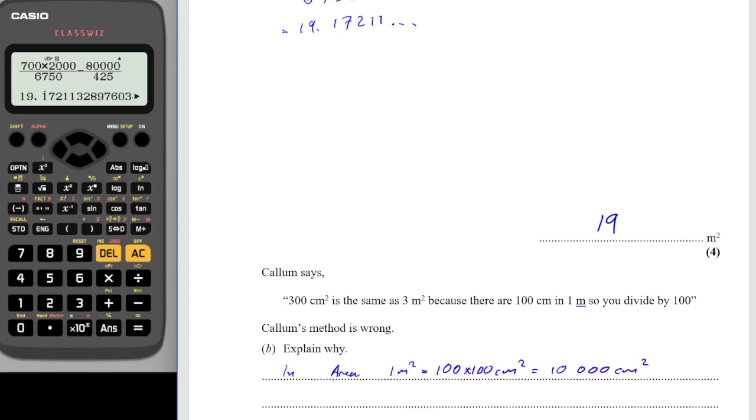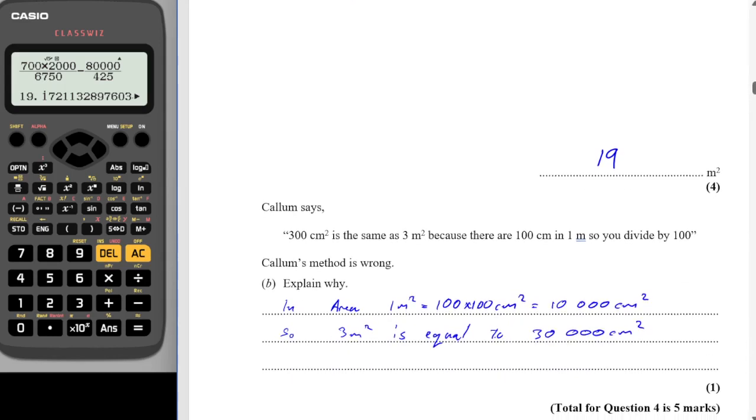So I could try and convert 300, but it's easier to convert this. So 3 meters squared is equal to 30,000 centimeters squared. And I'm sure that will be more than enough for my answer.